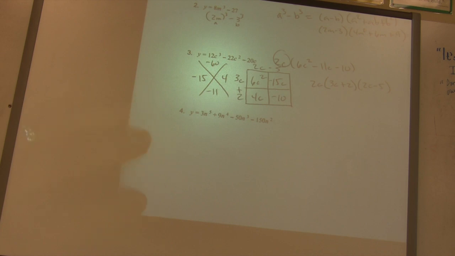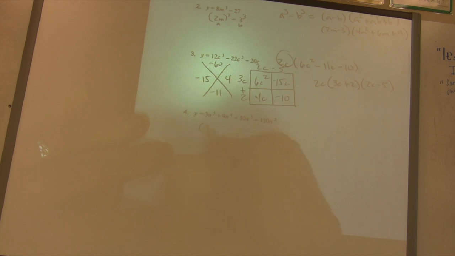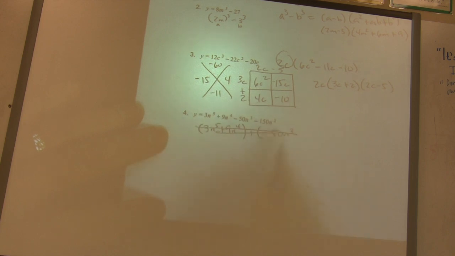So this next one, again, we have 4 terms, so I'm going to try that by grouping. If I group the first 2 together, and the second 2 together, scratch that. First thing I should do is the greatest common factor, and I can pull an n squared out of everything. So I pull the n squared out, and then we get 3n to the third plus 9n squared minus 50n minus 150. Okay? Now I'm going to group what's left.